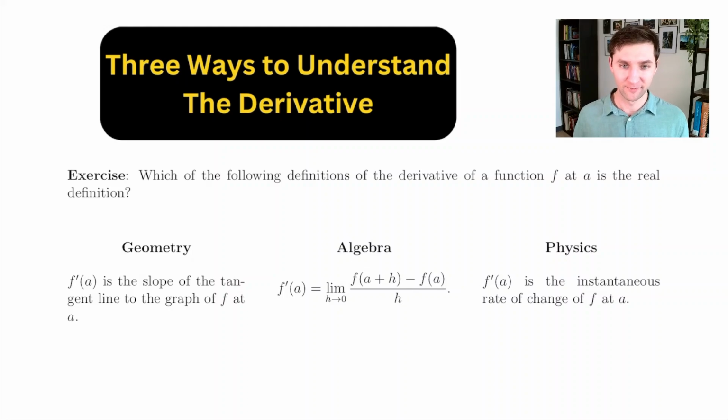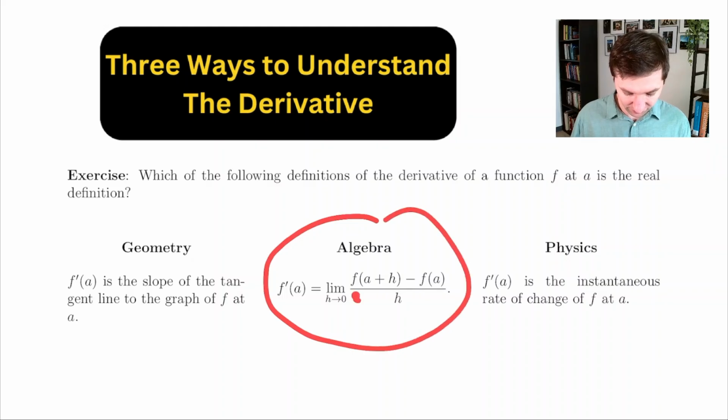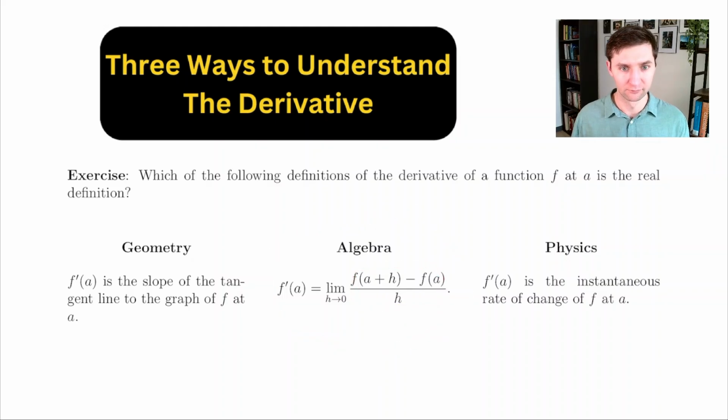Hi everyone. You may know 3 different ways in which people talk about the derivative. Some people say that the derivative is the slope of the tangent line. Others say that the derivative is the limit of a certain quotient. People who like physics like to say that the derivative is the instantaneous rate of change.